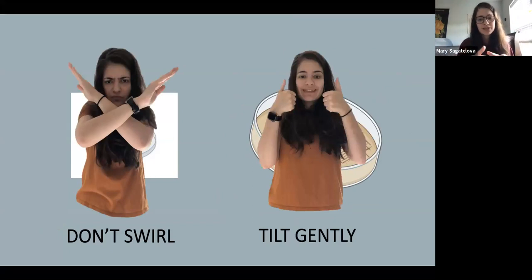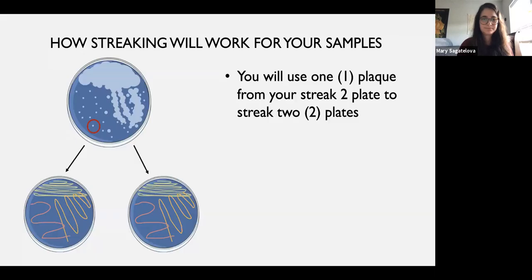If you're finding that there's a little area in your plate that will not be covered by the top agar, it's better to just leave that alone than to swirl it such that you get rid of that entire dilution that we just did, okay? So you win some, you lose some kind of situation.